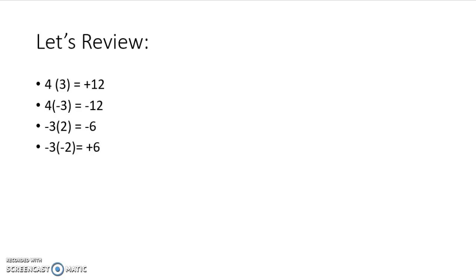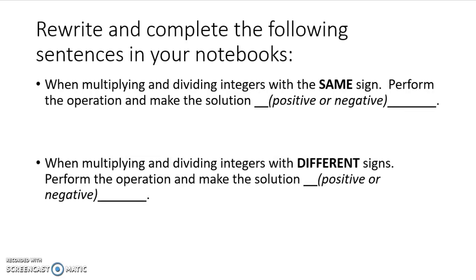If I have the same sign, positive 4 times positive 3, negative 3 times negative 2, what does it do to my product? Or if I'm dividing my quotient, am I going to have a positive or negative solution?